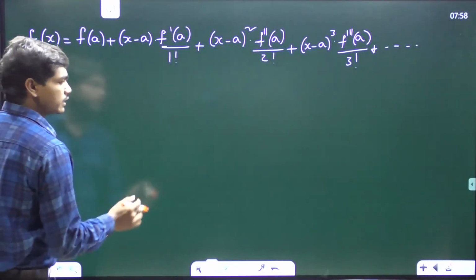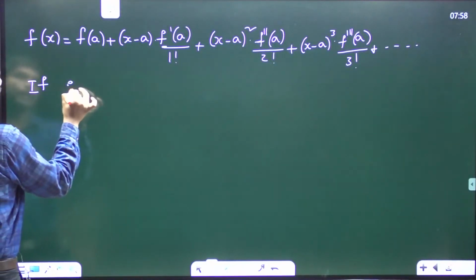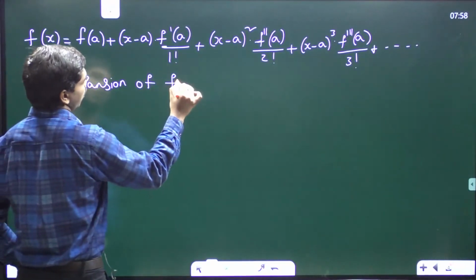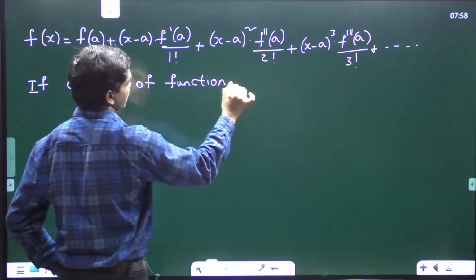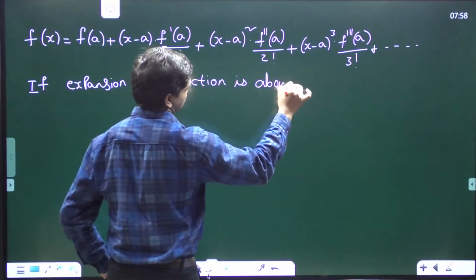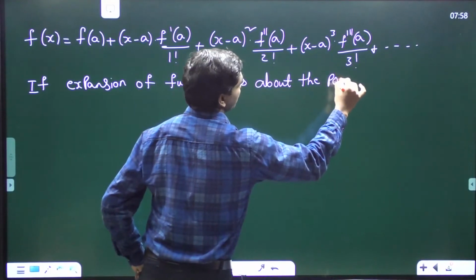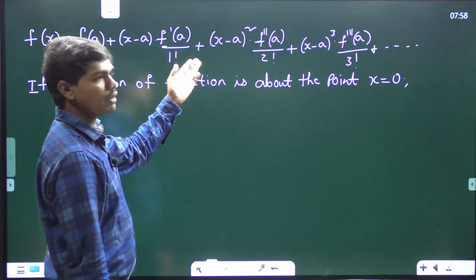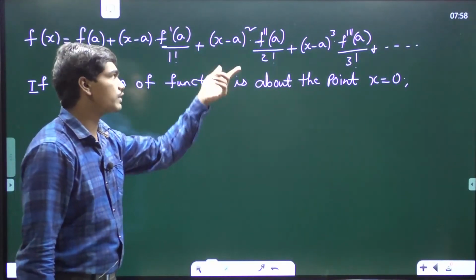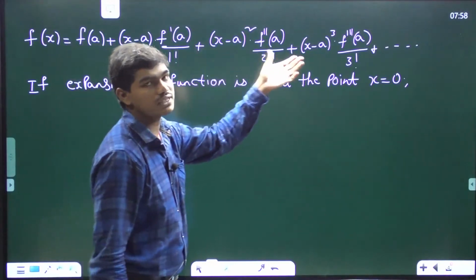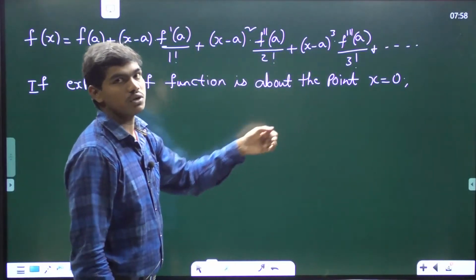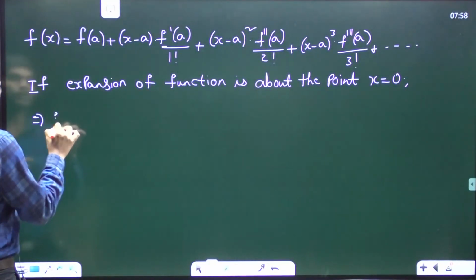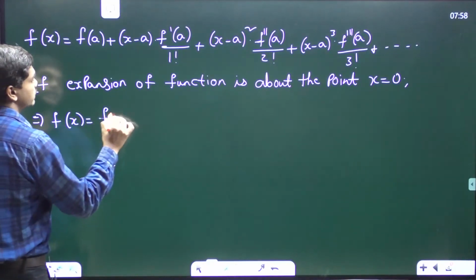Now, if the expansion of the function is about the point x is equal to 0, when you evaluate in this particular format, you will be getting the series in terms of x minus a. We have x minus a terms all over in this series. Now, if we expand about a is equal to 0, we will have the series in terms of x only. Correct?